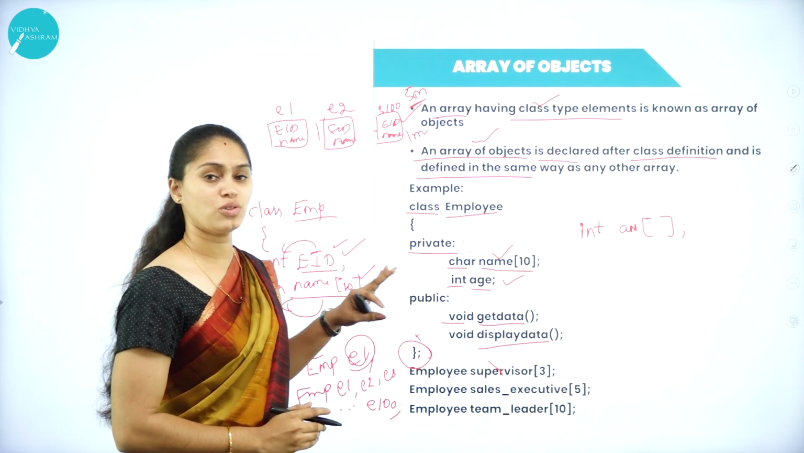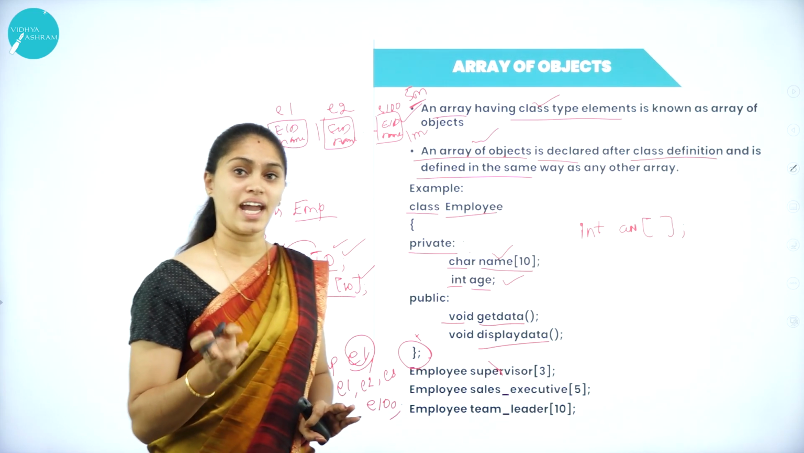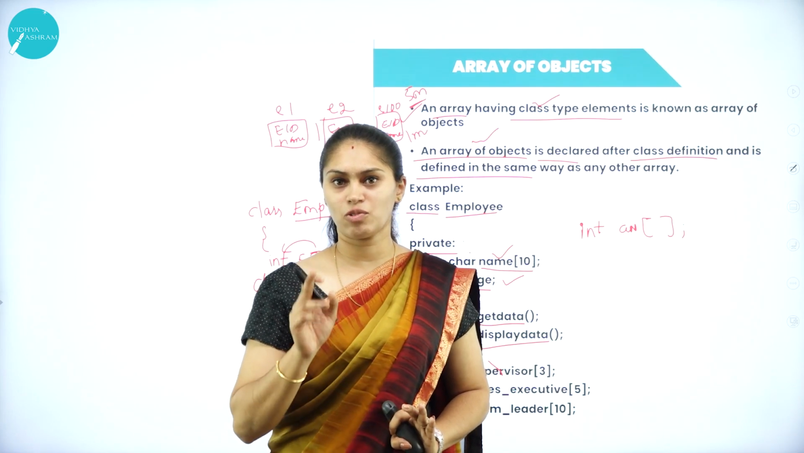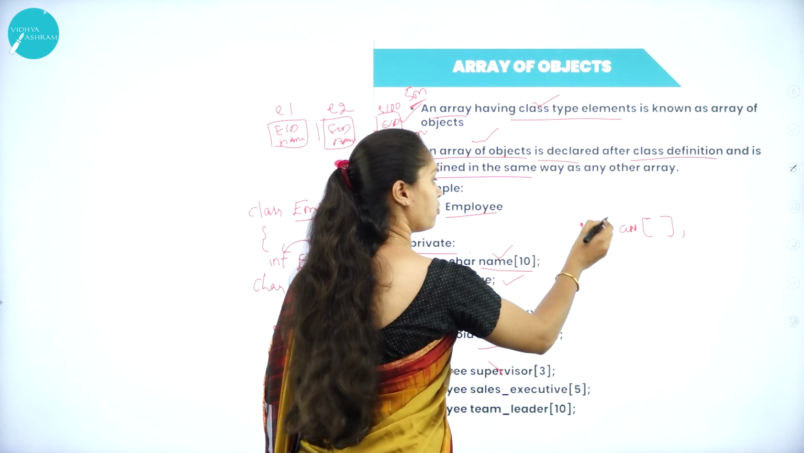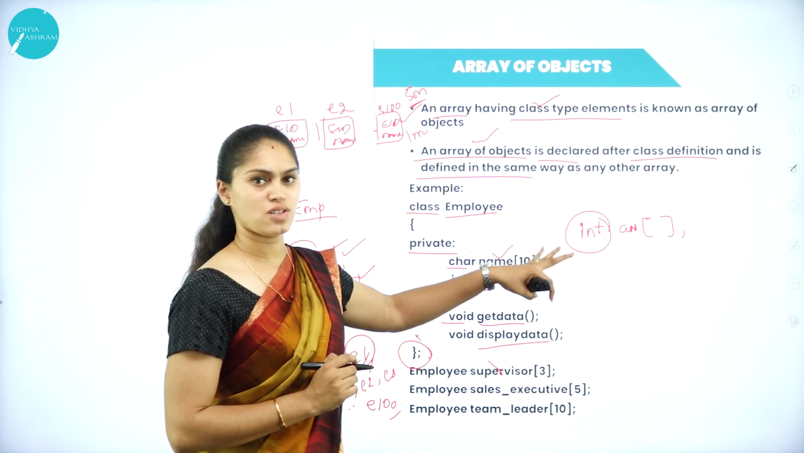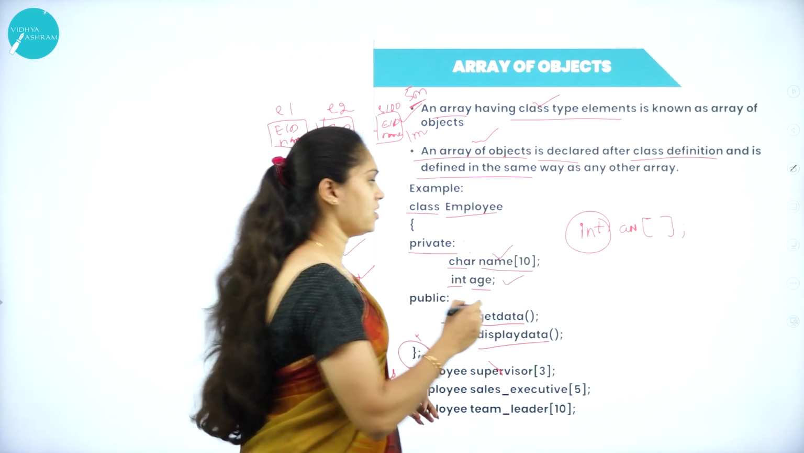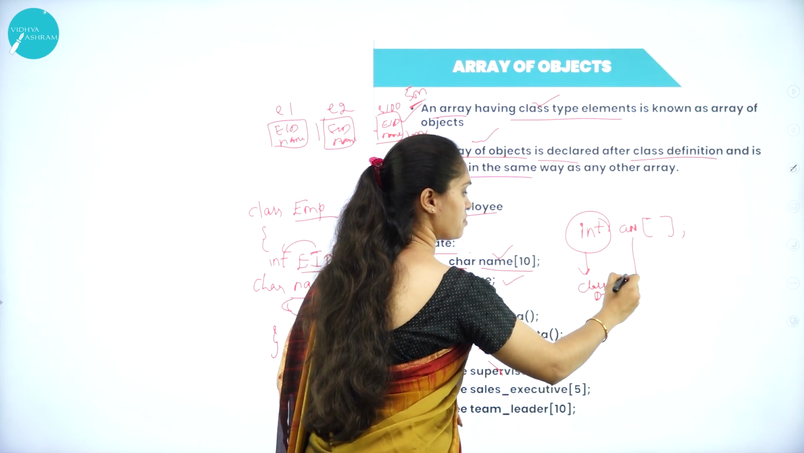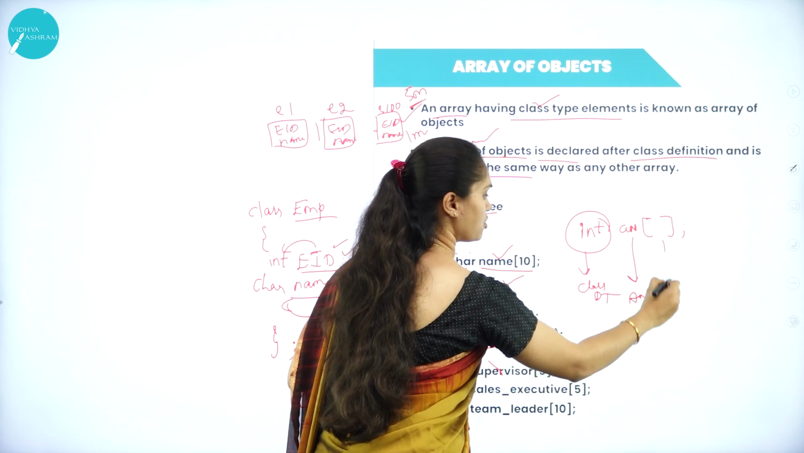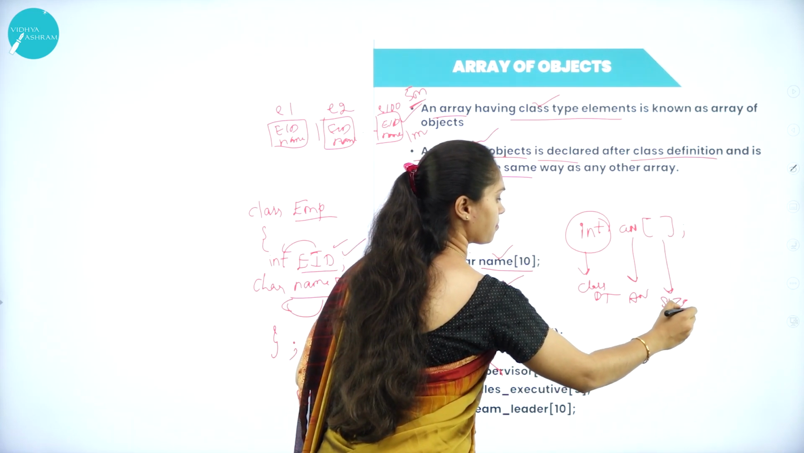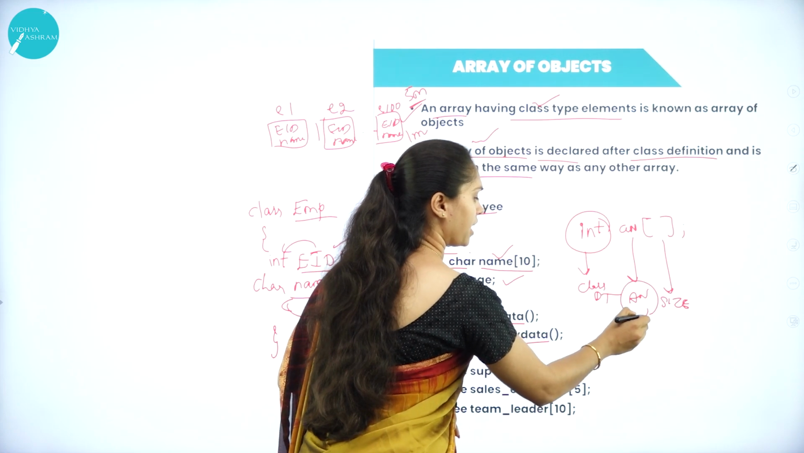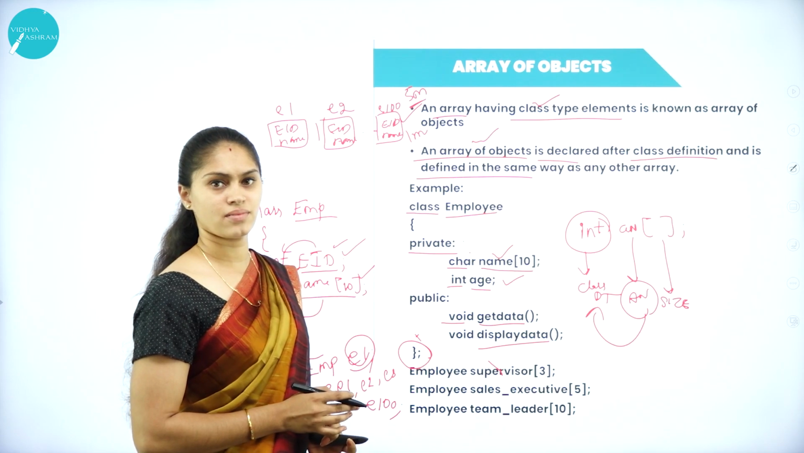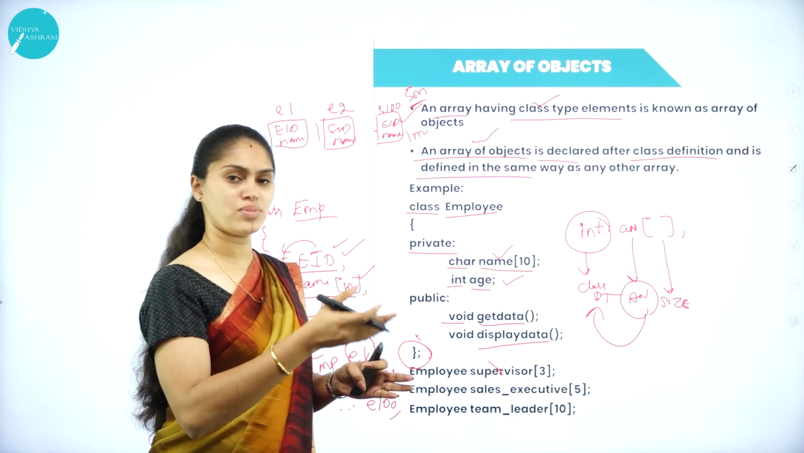After this I am going to create an array of the type class, because class is a user defined data type. If I want to specify the data type of a class, I need to specify the class as the data type, and then I need to specify the array name, then I need to specify the size of the array. Okay, if an array has a class data type, that is known as what? Array of objects. Okay, because we are going to create an object for a class.